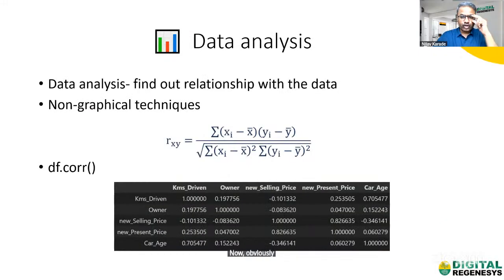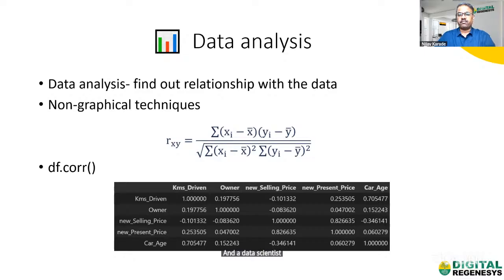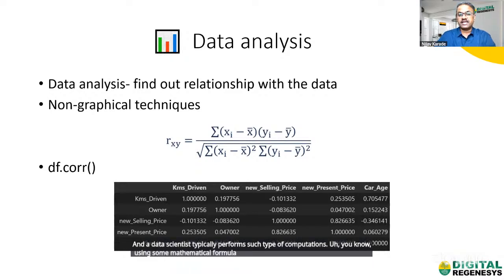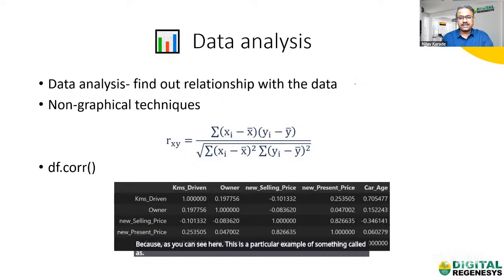Now, obviously, when we are talking about data, data is all about numbers, right? And a data scientist typically performs such type of computations using some mathematical formulas, using some statistical formulas. And there is a possibility that some of you may not be quite fond of mathematics, but don't worry. See, even if you have a school level mathematics knowledge, that is more than sufficient. And being a data scientist, you are not going to do some mathematical derivation, or you are not going to do any manual calculations. Because as you can see here, this is a particular example of something called as multivariate data analysis.